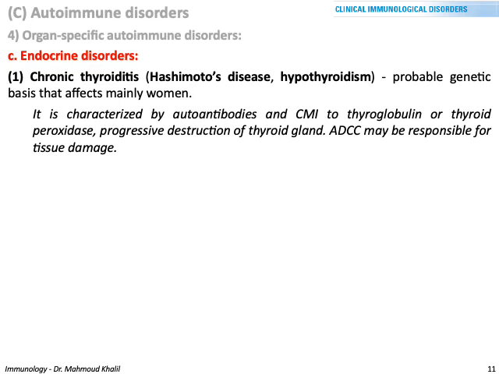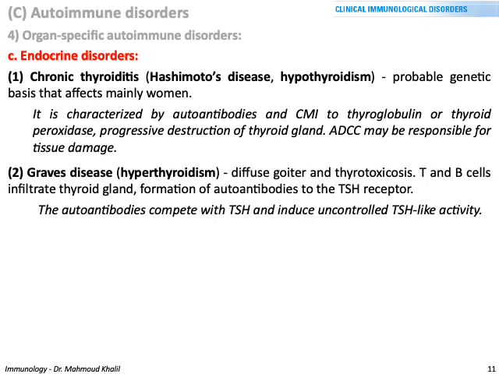For the third type of organ-specific autoimmune disorder, the endocrine disorder, the first one is chronic thyroiditis, Hashimoto disease, or hypothyroidism. It has a genetic basis and affects mainly women, characterized by autoantibody and cell-mediated immunity to thyroglobulin or thyroid peroxidase, leading to the progressive destruction of the thyroid gland. ADCC may be responsible for the tissue damage.